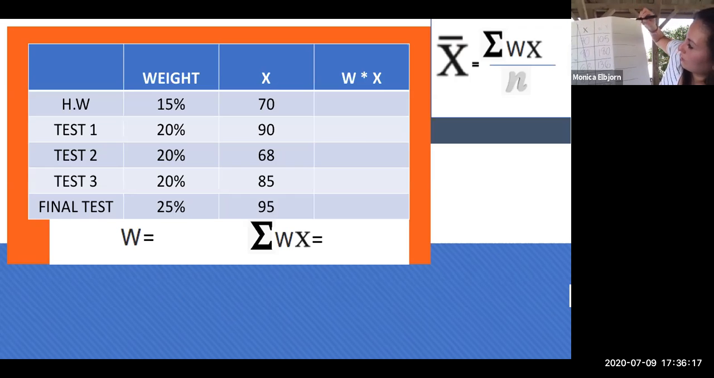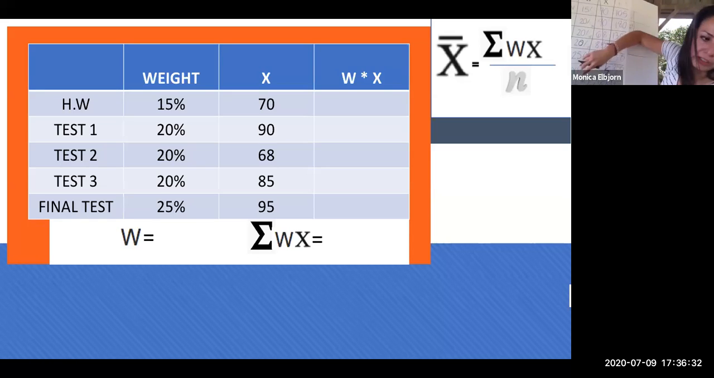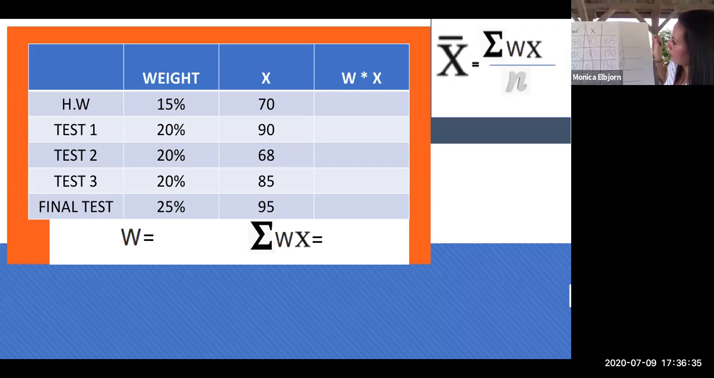So I'm gonna try to do smaller handwriting. So let's say you had your homework, and then you had your first test, and then your second test. And then over here, you wanna know how much points out of 100 were you getting. So let's say your homework's still gonna be 15%, and your first test is 20, and then your second test is 20, and you got 68, and then you got a 90, and then you got a 70. This is your X, and this is your weight.